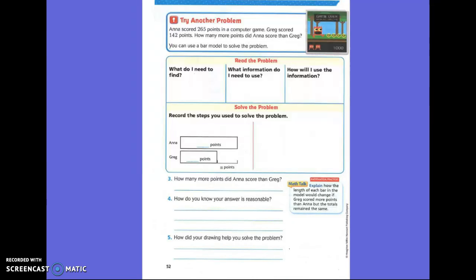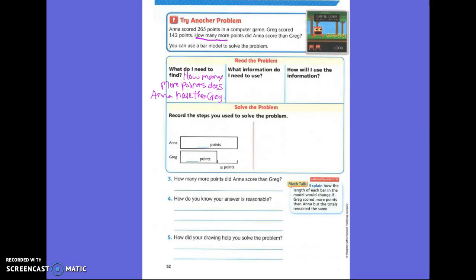Yes. It doesn't say total this time, does it? No. It asks how many more, which means we will be subtracting. Okay, now, thinking about our problem, what are we trying to find? How many more points does Anna have? Yes, so write that down. How many more points does Anna have than Greg?